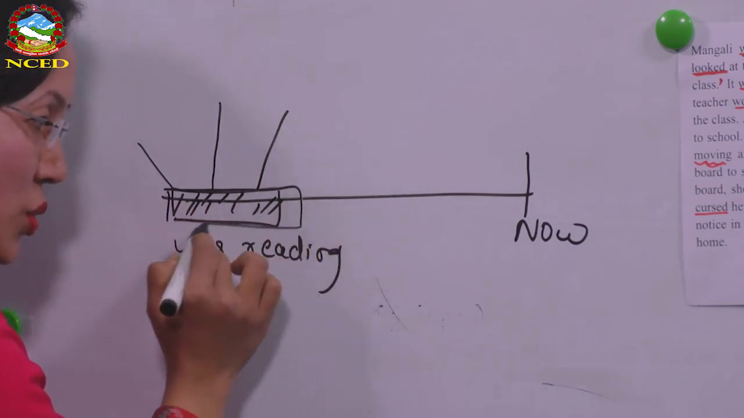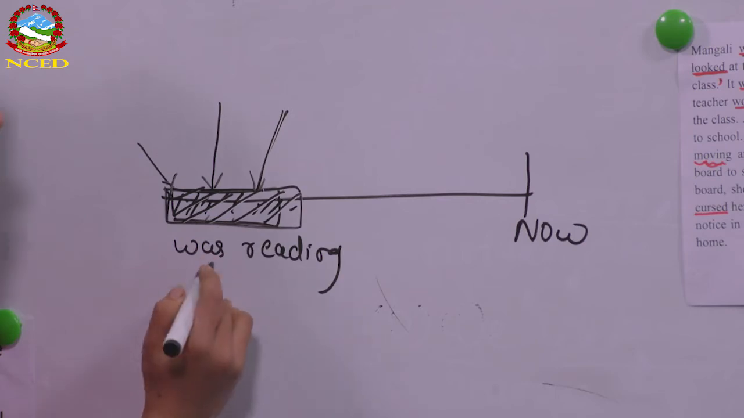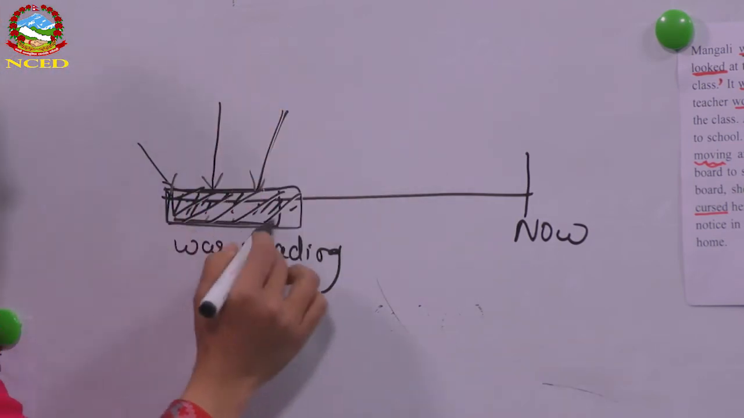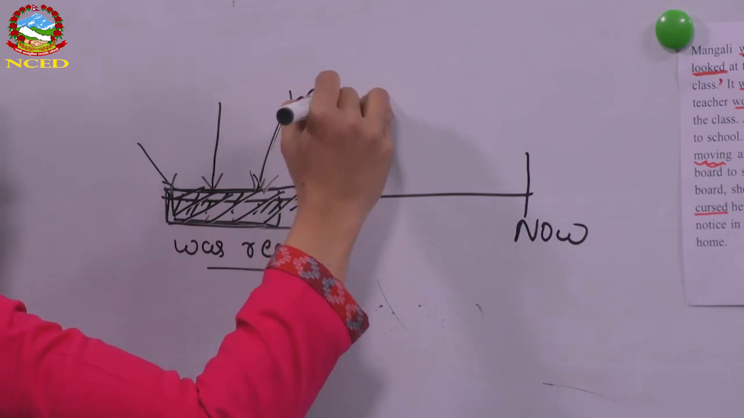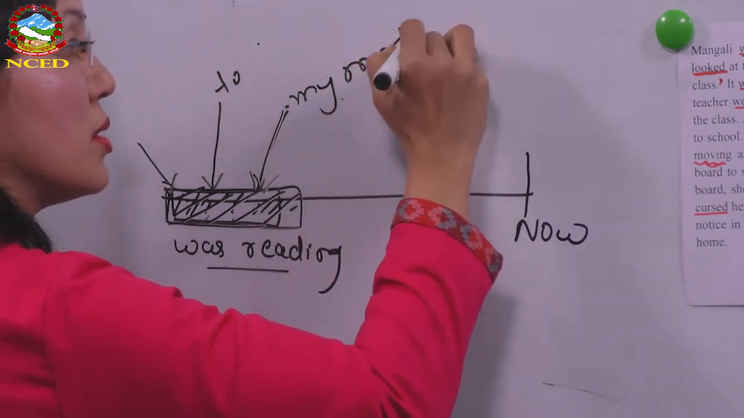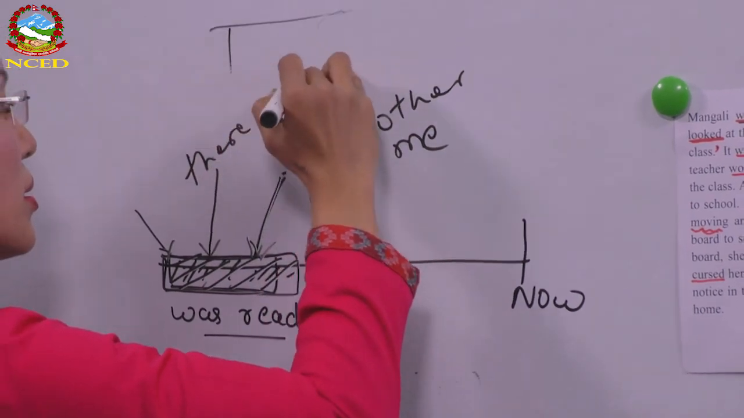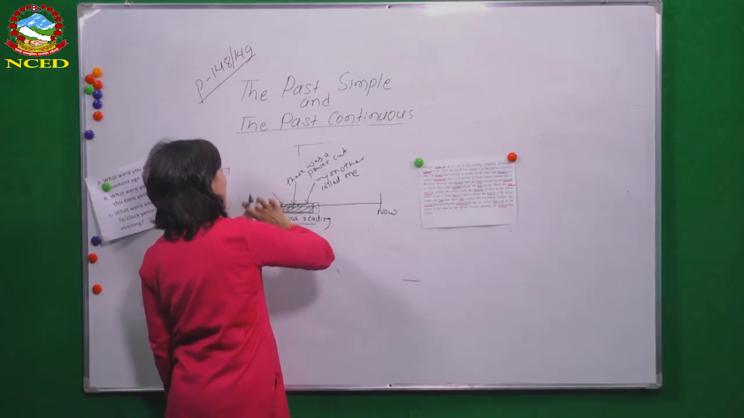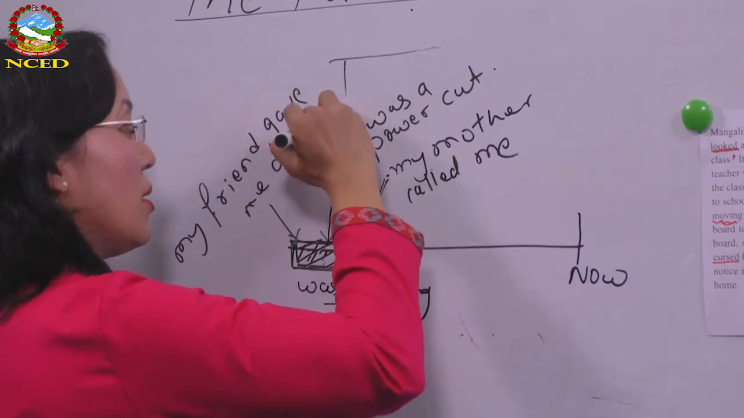So for a duration, or let's say a process, when some action is happening and another action happens at that time, like was reading, was watching a movie, was doing homework, or was watering plants, when something happened, this is called an interrupted or disturbed action. Something took place at that time. Is that clear? When I was reading, my mother called me, or there was a power cut, or I got a phone call, or my friend gave me a call.